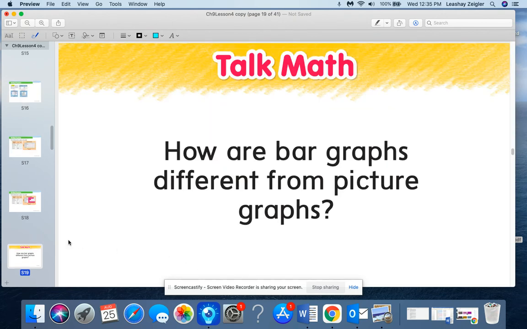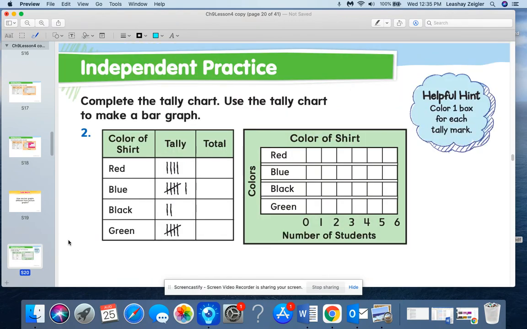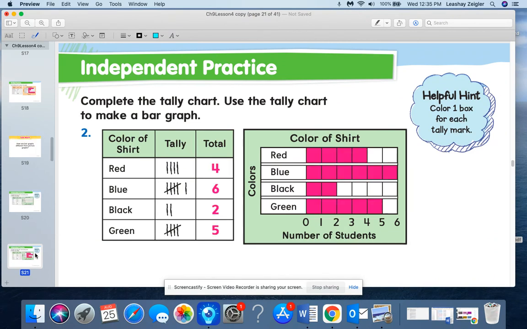So it says, how are bar graphs different from picture graphs? Well, how are they different? It says complete the tally chart. Use the chart to make a bar graph. So we're going to use these, but how they are different is here, we're just filling in blocks, right? There's no pictures involved. We have no pictures to look at or see. Everything is just based on numbers and letters and us filling in the blocks. So it should look like this when you're done with this one. Make sure that you're doing it correctly.